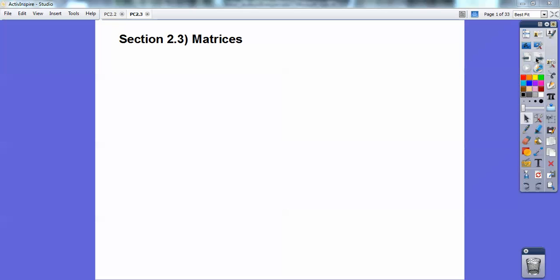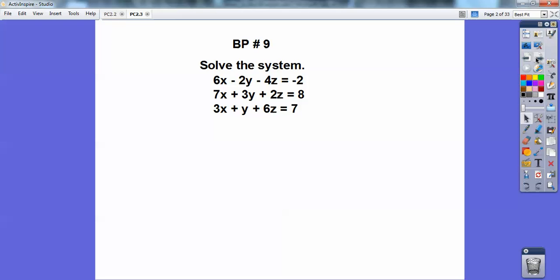But first, let's do board problem number 9. Okay, let's just solve this system. We just did this, you guys. There are other ways to do this. There's a way called Cramer's rule. I'm not a big fan of Cramer's rule, especially when it's a 3 by 3 matrix. I think it gets harder. It does for me. So I like to do this.